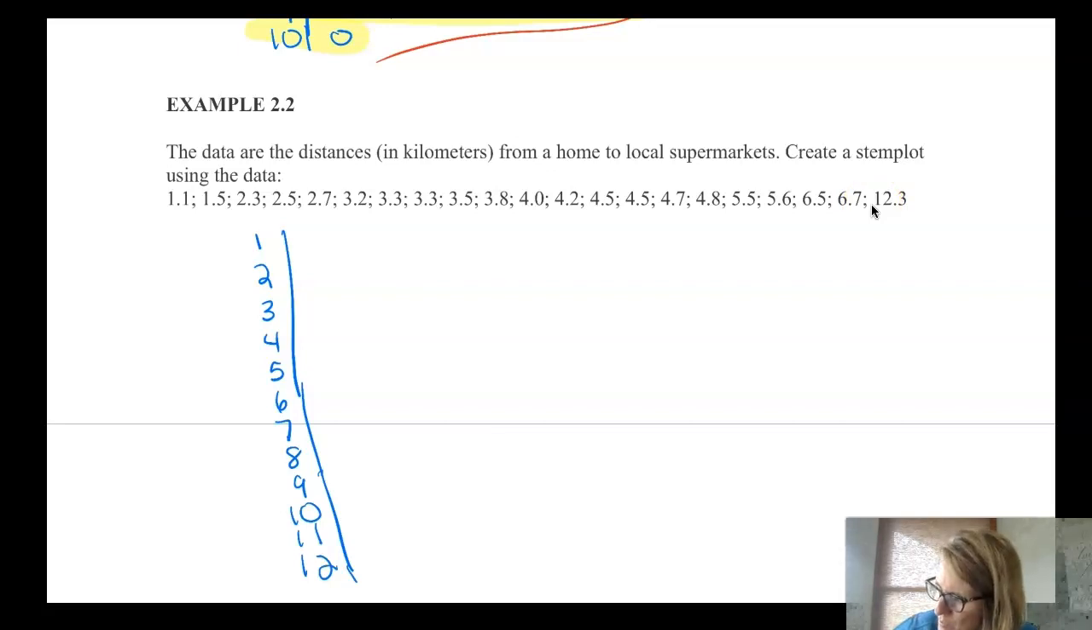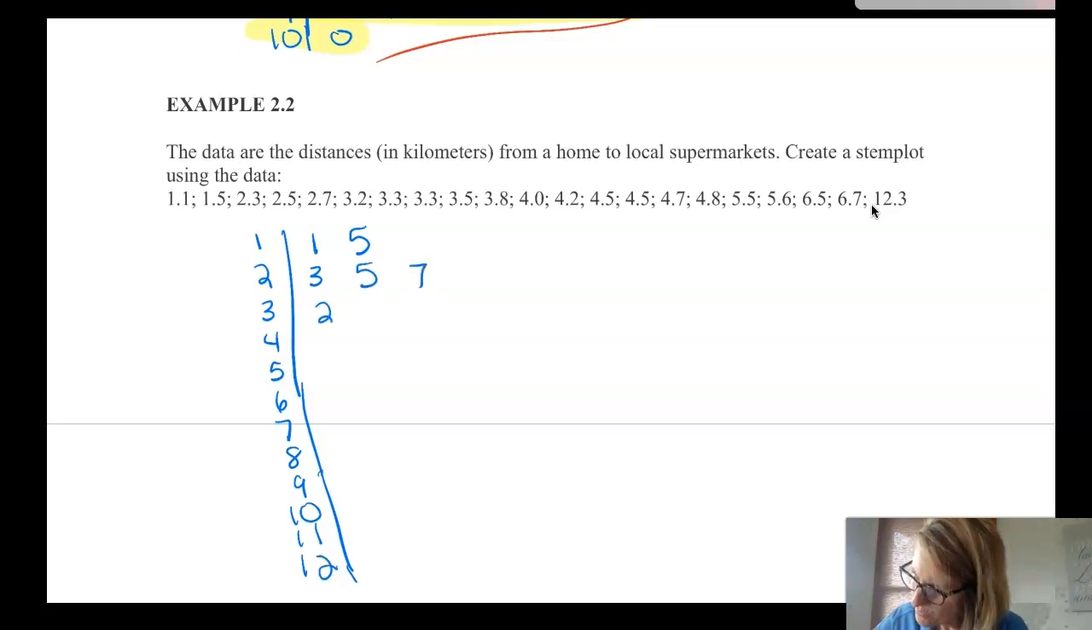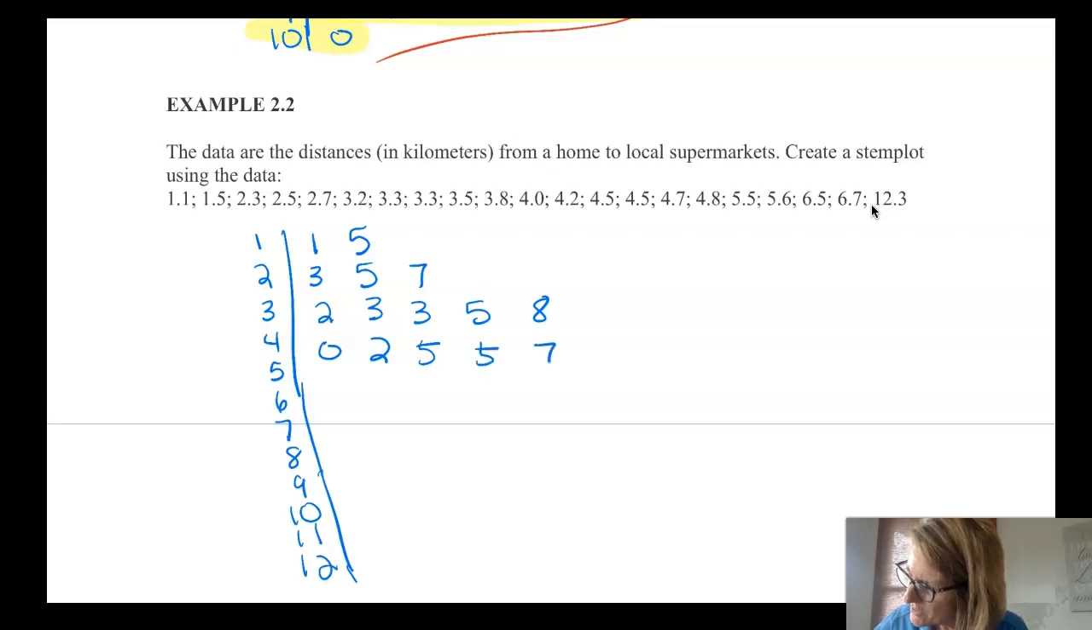So 1.1, we put the 1 here. We don't have to put the decimal in, and then we put the 5. 2.3, we put the 3, 2.5, 2.7, 3.2, 3.3, 3.3, 3.5, 3.8, 4.0, 4.2, 4.5, 4.5, 4.7, 4.8, 5.5, 5.6, 6.5, 6.7, and then 12.3.